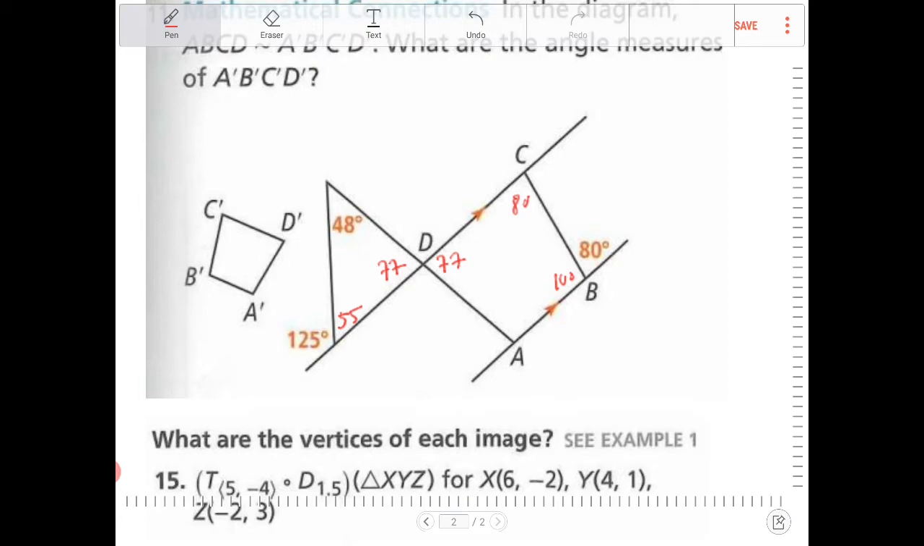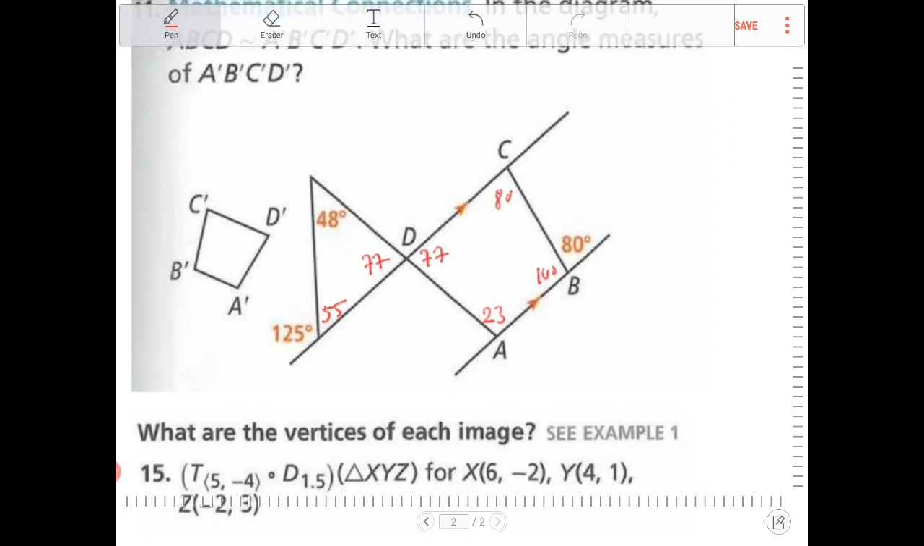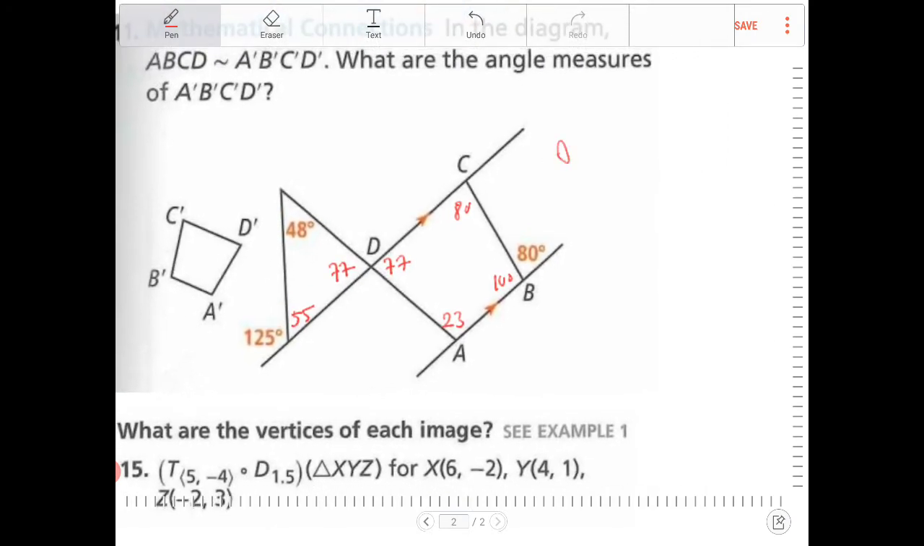And then the remaining angle would be 180 plus 77. That would be 257, leaving us with 23 as the angle. So if that's the case, then A prime will be 23 degrees. B prime will be 100 degrees. C prime will be 80 degrees. And D prime will be 77 degrees.